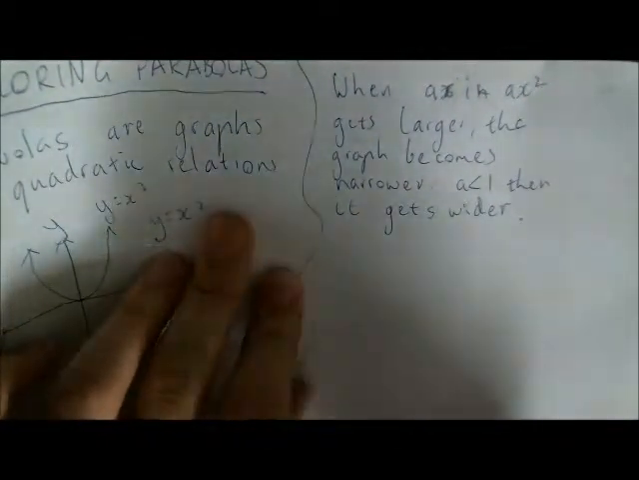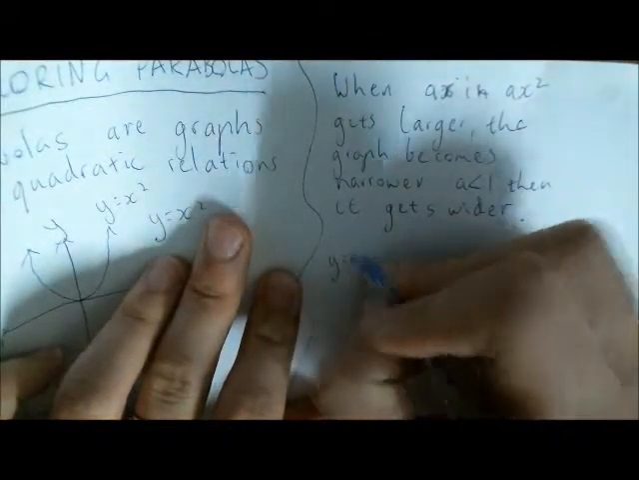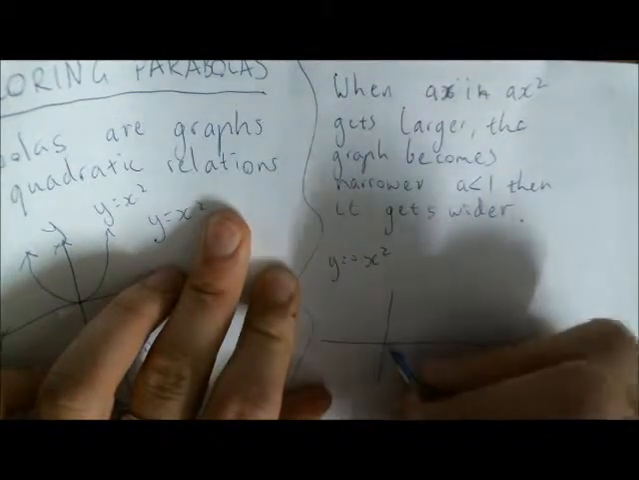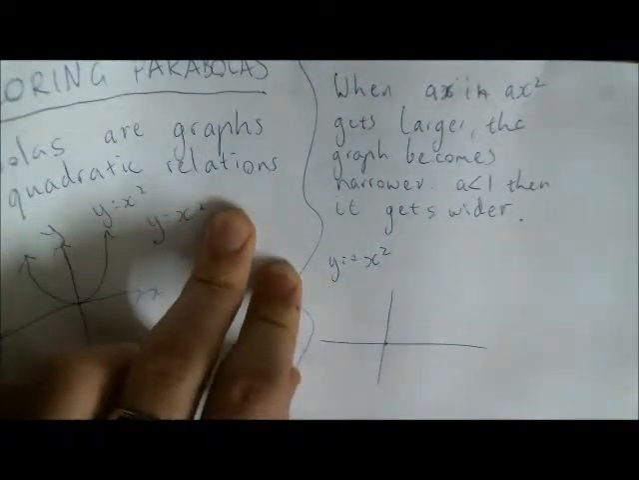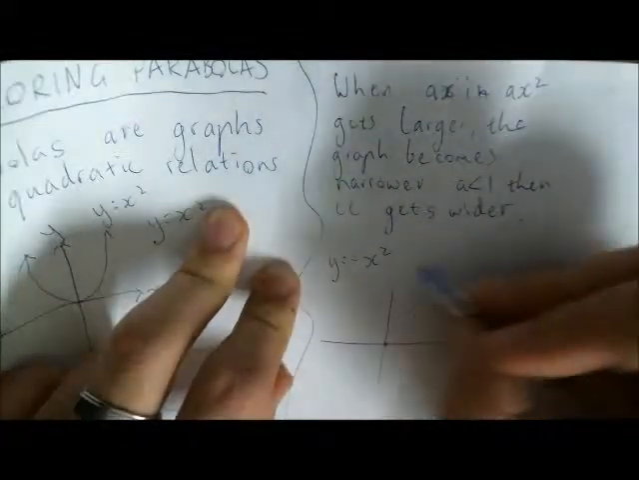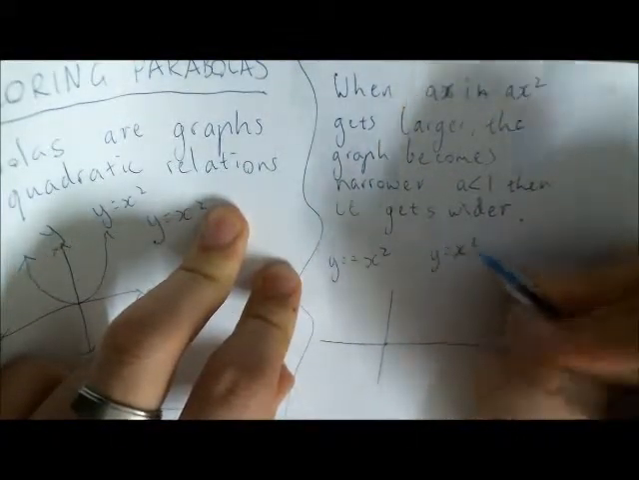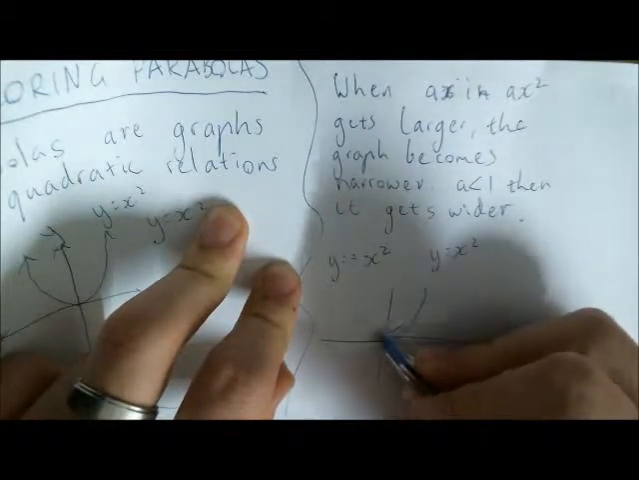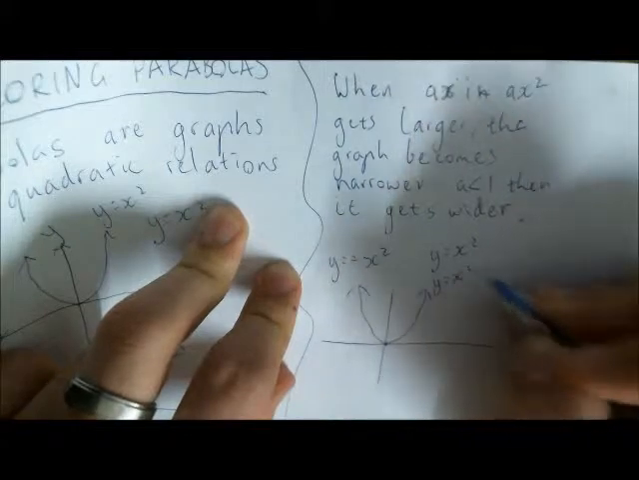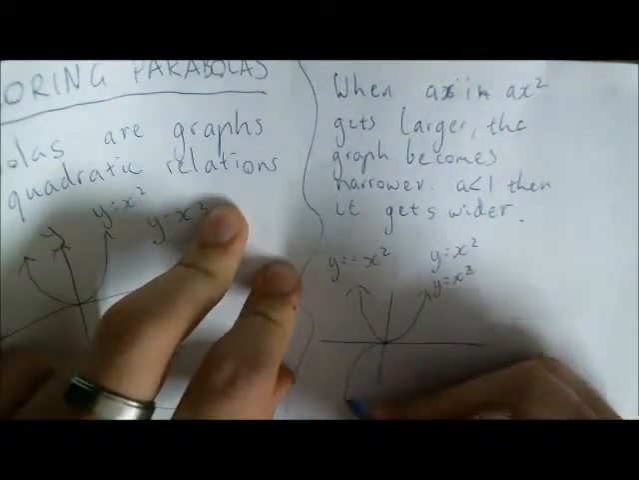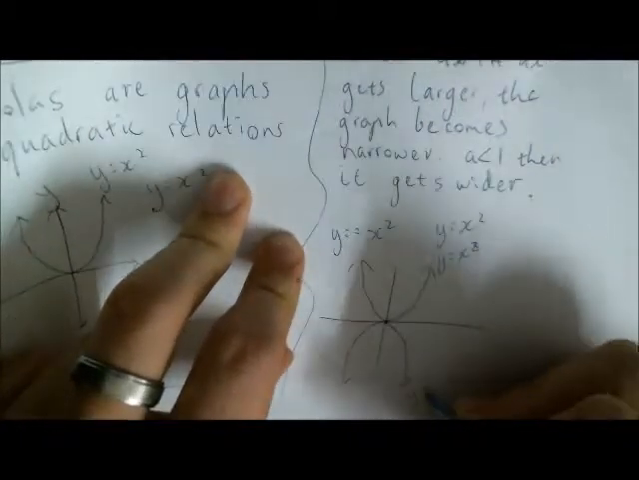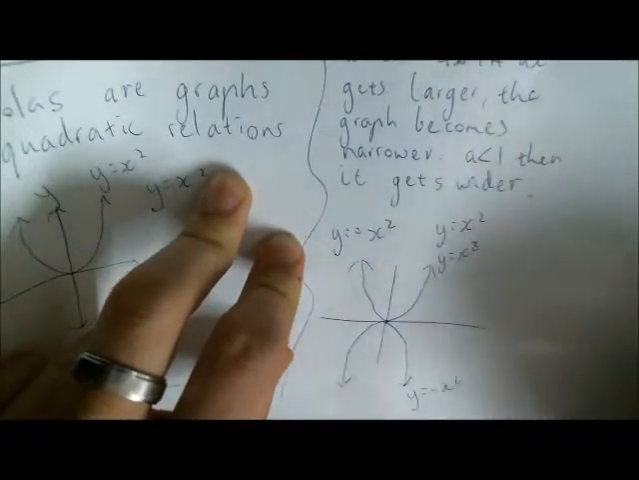Another thing we can do is graph y equals negative x squared. Negative x squared is a reflection on the x-axis. In other words, if I was to compare the two, here's my y equals x squared. So this is y equals x squared. Y equals negative x squared would be exactly the same graph except upside down. So negative x squared.